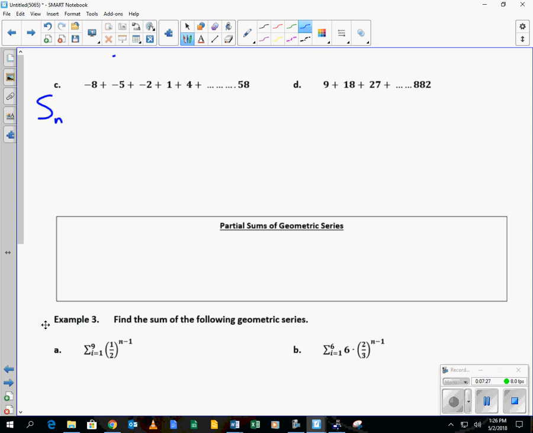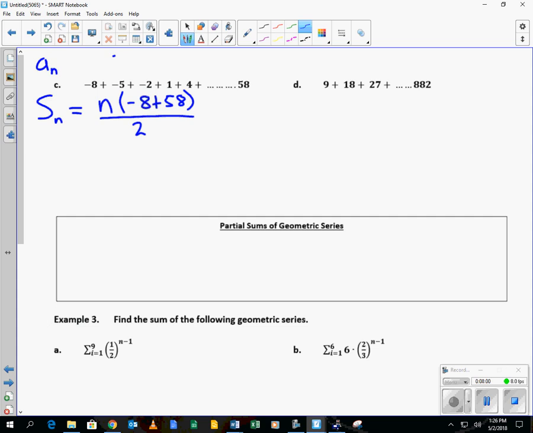The sum of a certain number of terms is equal to the number of terms times -8 plus 58 divided by 2. So I've got to figure out n. Would you agree that this is an arithmetic sequence? Why? So we have a constant difference. Yep. What's the constant difference, William? It is 3.